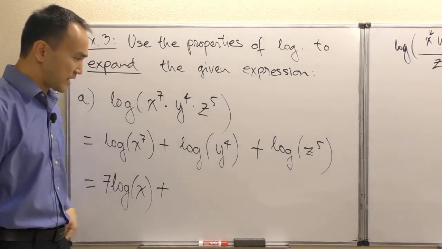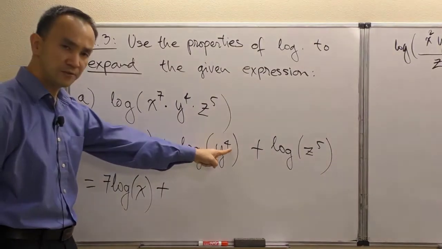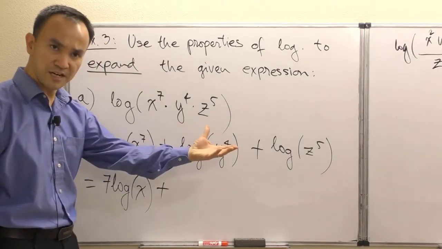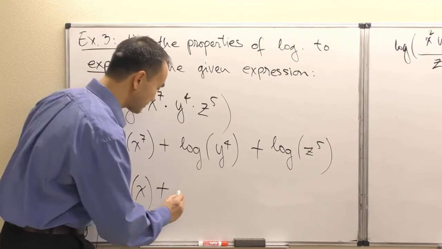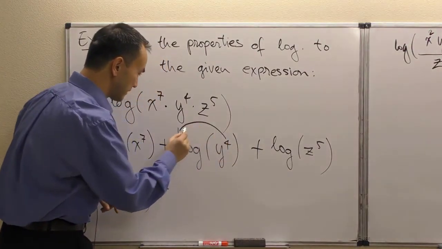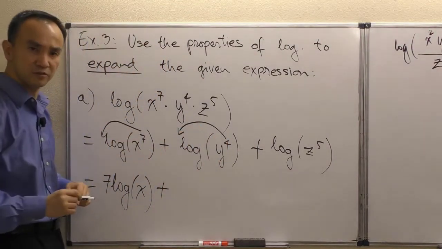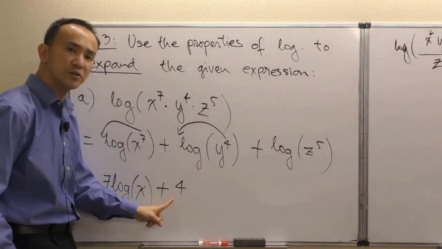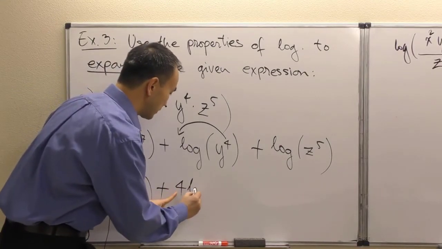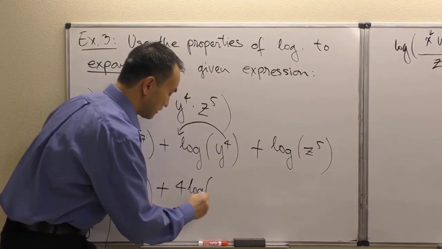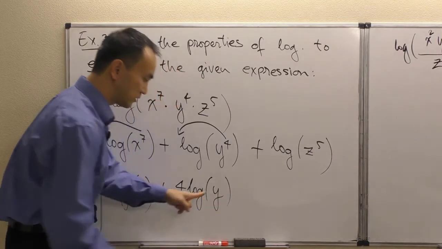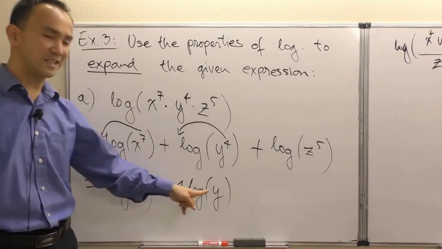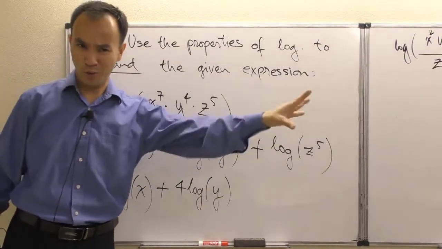The next term has y to the 4th, and now I see a power. With property number 6 we learned earlier, I can bring that out front to make it a coefficient. So that power 4 is turned into a coefficient, and then 4 times log base 10 of y. So the power inside the logarithm now is only just 1. This is what I call a simple power 1, a linear power.